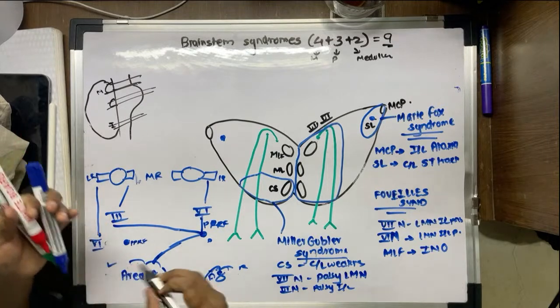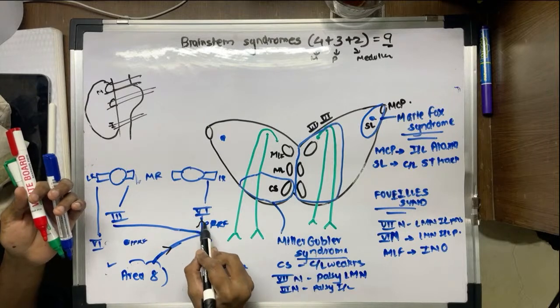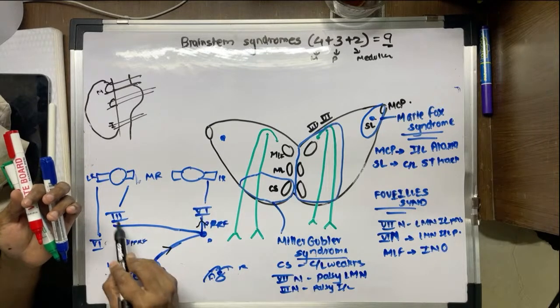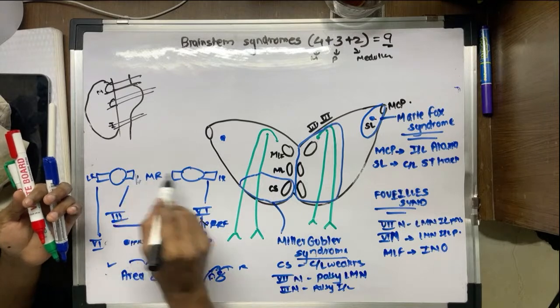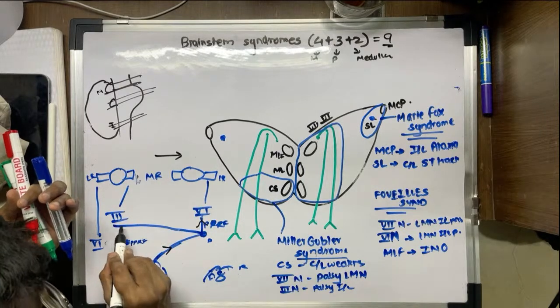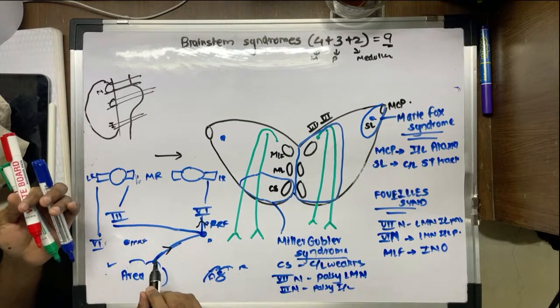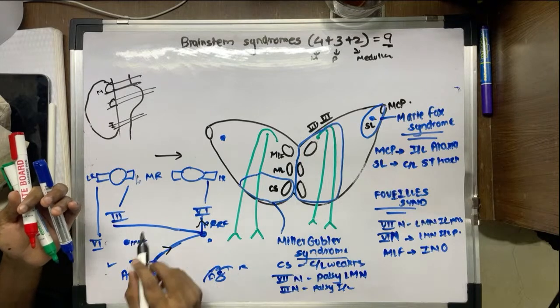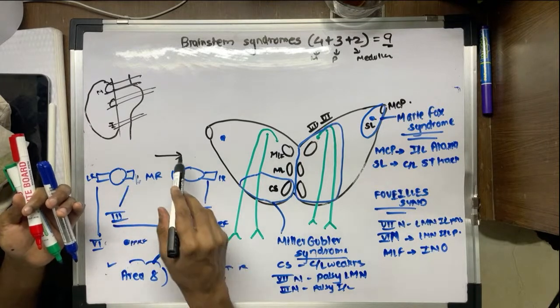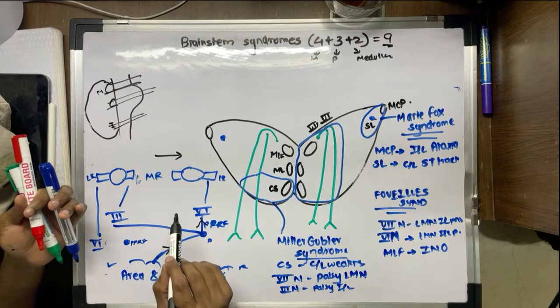Usually the impulse goes from area number 8 via the PPRF, it stimulates the lateral rectus, and via the third nerve it stimulates the medial rectus. If these two are stimulated, the patient will look at the right side. This is basically called the medial longitudinal fasciculus. If this is gone, only this eye can look towards the left, but this eye cannot look towards the left.